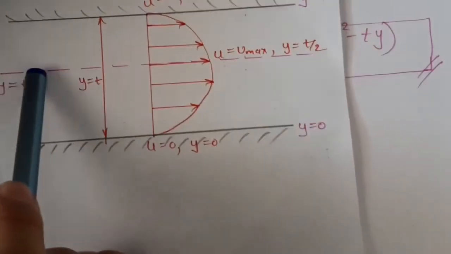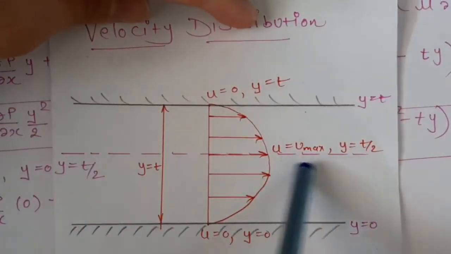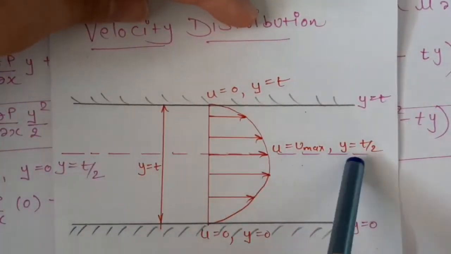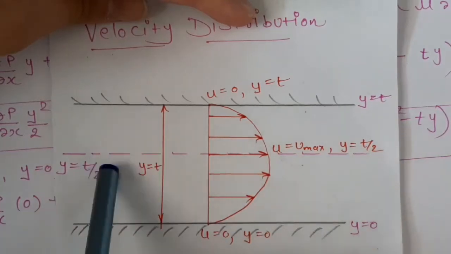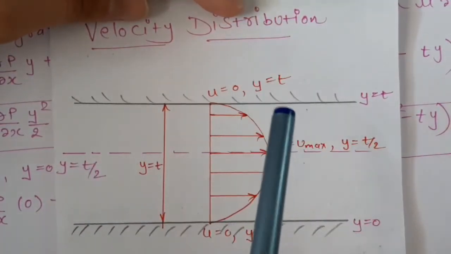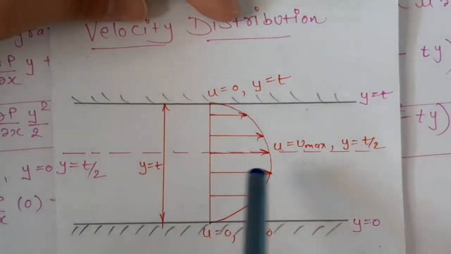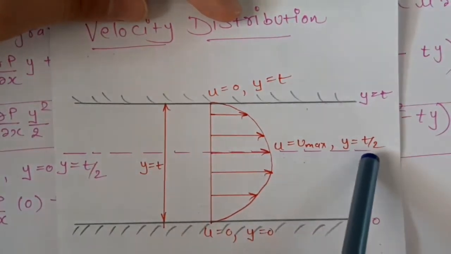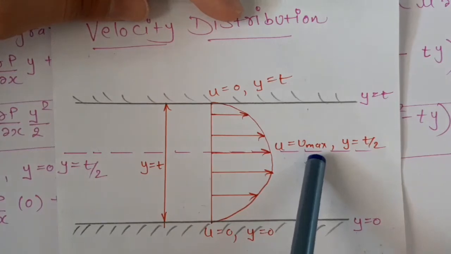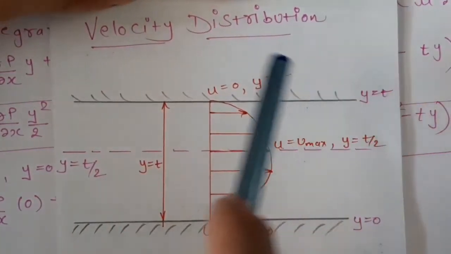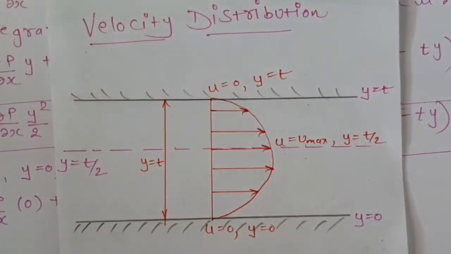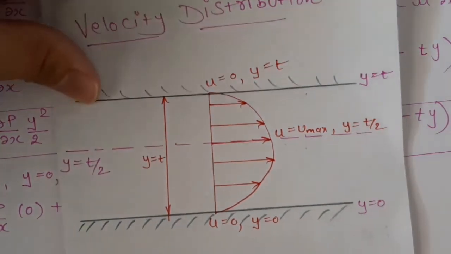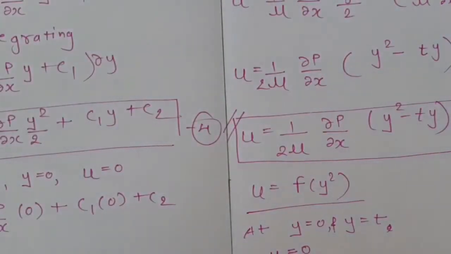That means at the center of the flow of the fluid, or at the center of the plates, the velocity of the fluid is maximum. So here at y equals t by 2, u equals u maximum. Okay, so this is the velocity distribution. See that graph. Now we will move to the shear stress distribution.